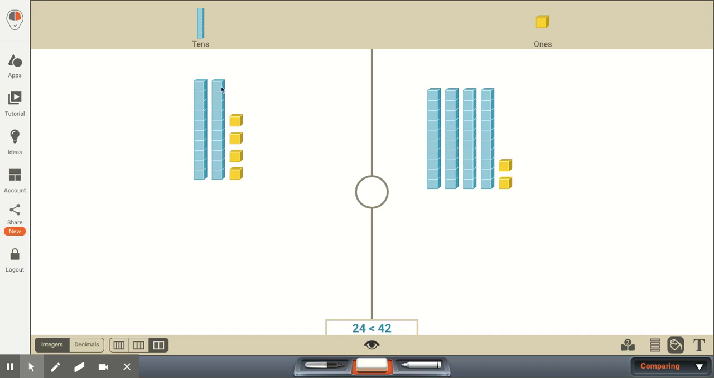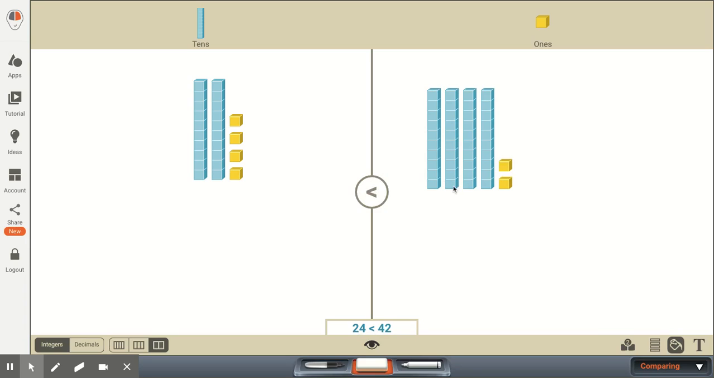And you may want to be looking at the number of tens in each of the numbers. So once again, in the number 24, there are two tens, and in the number 42, there's a total of four tens. And it's important that the students look at the tens first and then the ones. So in comparing the number 24 to 42, two tens is less than four tens. Therefore, the entire number 24 is less than 42.